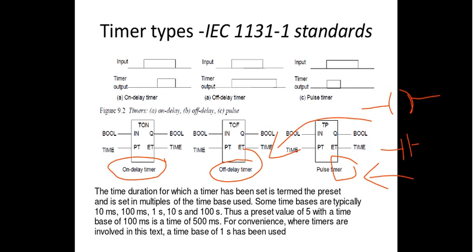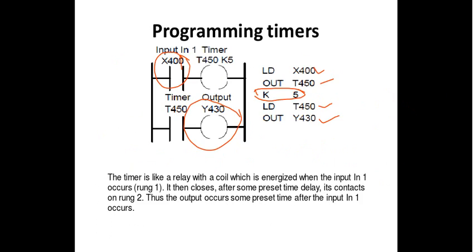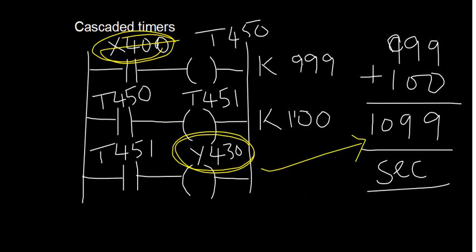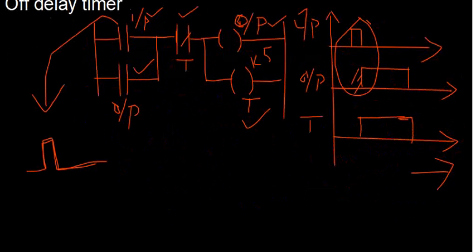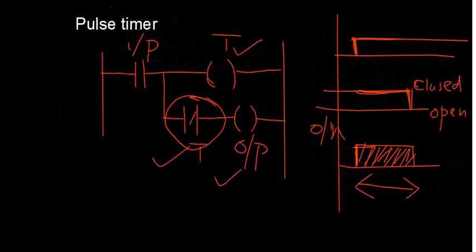Let me just write a problem statement here. I request all of you to note this. Open a valve V 15 seconds after a switch S1 is on.